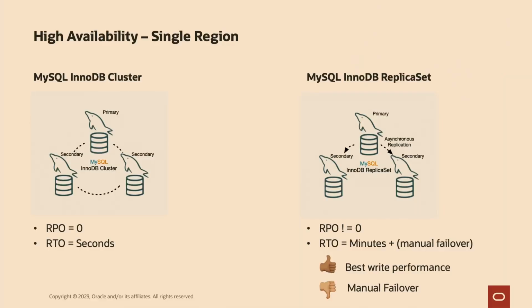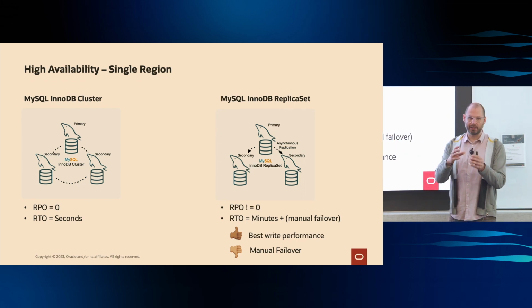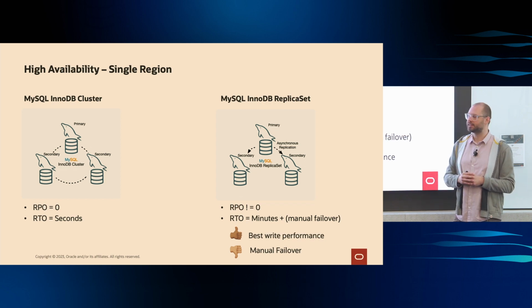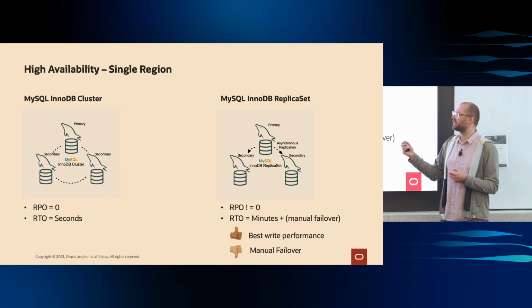So if we think about high availability, we're talking about a single region setup. If you want no data loss and automatic failover, you have to use MySQL InnoDB cluster. If you're okay with some data loss and have manual failover, or you automate that process yourself, you can use InnoDB replica set. It brings you the best write performance, of course, so that's the benefit.